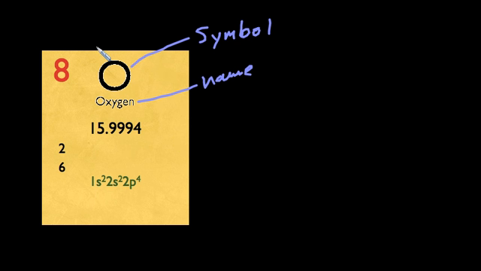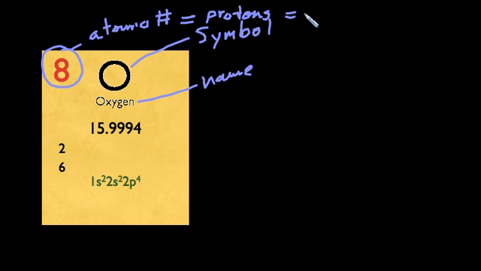Alright, and so what do we got here? Atomic number. And the atomic number equals which parts? Protons and electrons, if it's neutral. That means it has the same number of protons and electrons. If it's not neutral, it's an ion. We'll get to that in a moment.